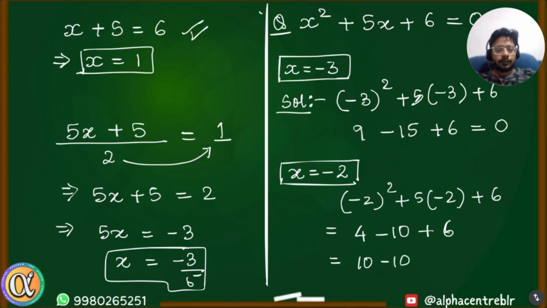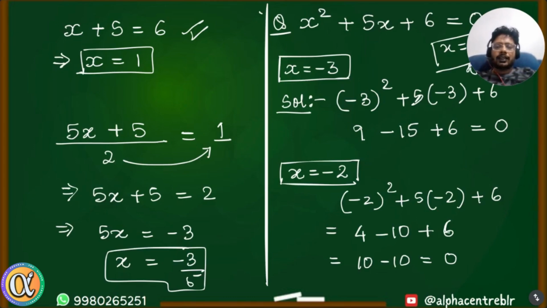Then 0. It is still 0. So what we therefore understand is that there are two such values of x which satisfy this quadratic equation, and therefore these values, x is equal to minus 3 and minus 2, are called the roots of the quadratic equation, or they are also called the zeros of the quadratic equation. You can test with any value of x apart from these two values. I used minus 3 and minus 2 because I knew that these are the roots.